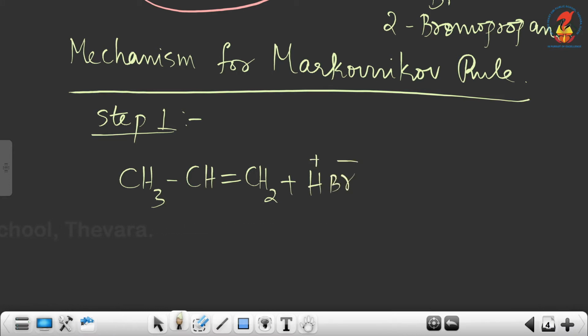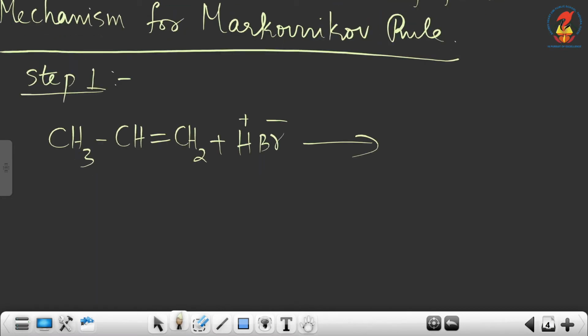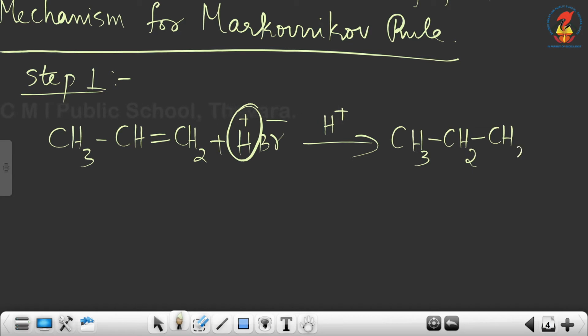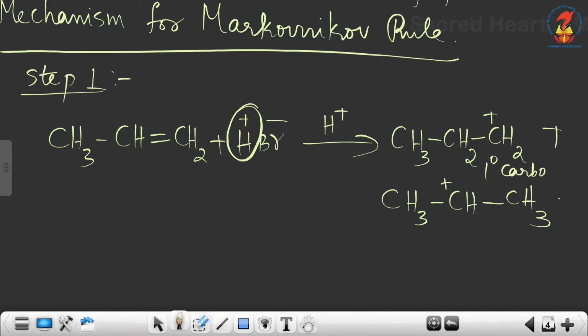So from this, the electrophile is H+, it will add to both the carbon atoms and we will get the product as CH3. From this, Br minus will not react now, only H+ will react. So what will be the product? Only this H+ reacts. So the product is CH3CH2CH2 with a positive charge. Now this H+ will attack the other carbon, so it will be CH3CH+CH3. Now you know a carbon carrying a positive charge is a carbocation, and the first one is a primary carbocation and the second one is a secondary carbocation.